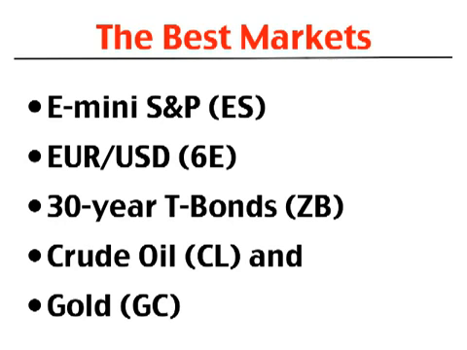Now, as you can see, with these 5 markets, I'm very diversified. I'm trading a stock index, which is the E-mini S&P. I'm trading currencies, which is the euro versus the dollar. I'm trading interest rates, which are the 30-year T-bonds. And I'm trading commodities like crude oil and gold. See? It's really simple, isn't it?